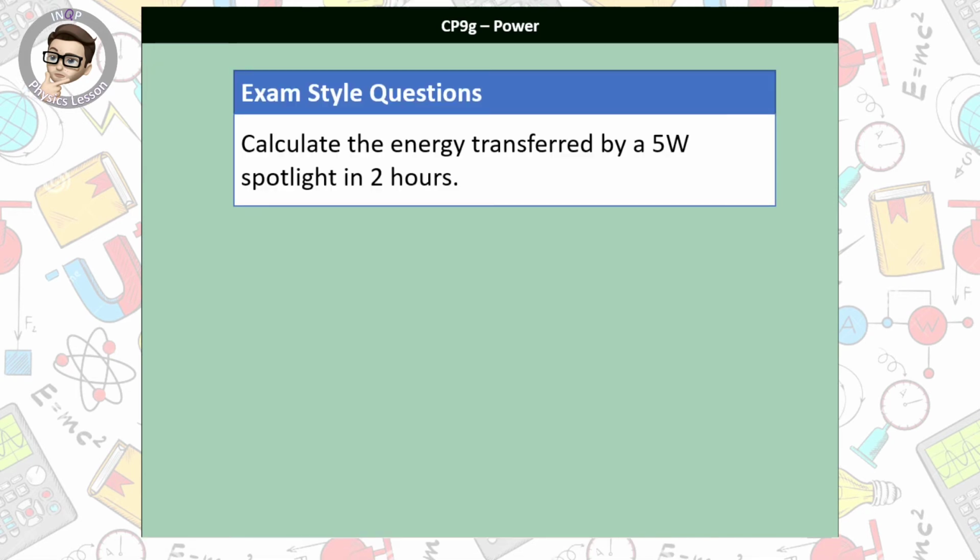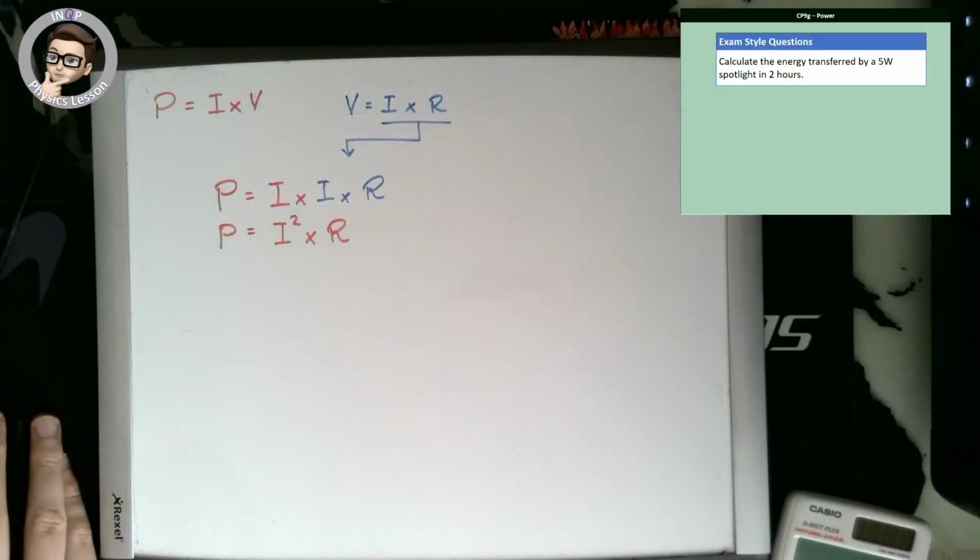Now let's have one final go at an exam style question. So this is exactly the kind of question you would see in your exams. And it says, calculate the energy transferred by a 5-watt spotlight in 2 hours. Now you have to decide which of the different power equations you're going to use. Remember, we've learnt quite a few today.